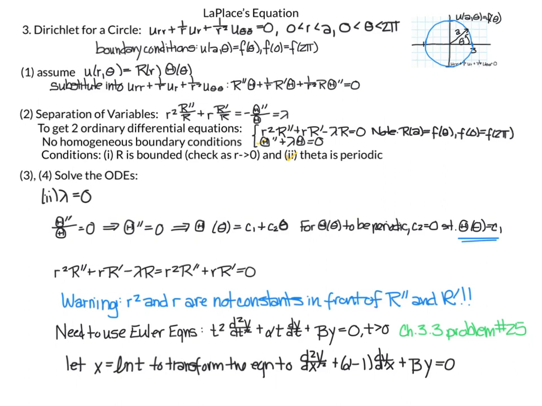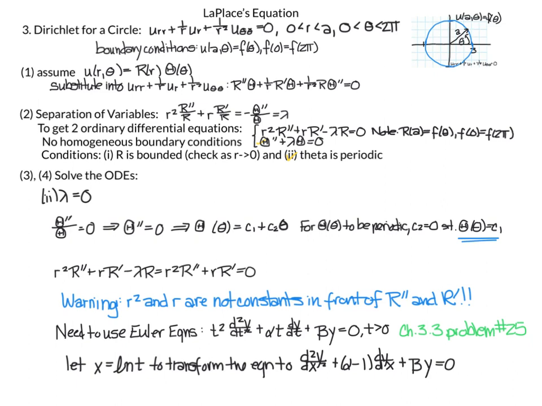So what I am going to have over here is theta double prime over theta is equal to 0, which means theta double prime is equal to 0, which means theta is equal to c1 plus c2 theta. If you have a function where its second derivative is equal to 0, then you can have f of x with a constant, and also some other constant times x. By the time you get to the second derivative, it'll all go away and become 0.